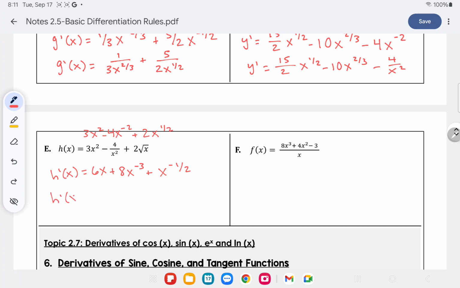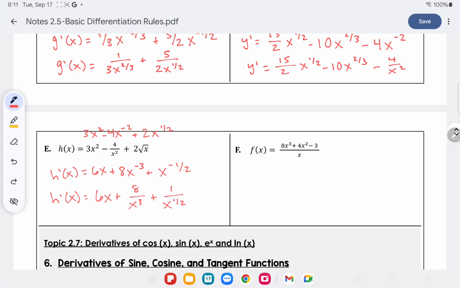And rewriting that, we have 6x plus 8 over x cubed plus 1 over x to the 1/2, or 1 over the square root of x.